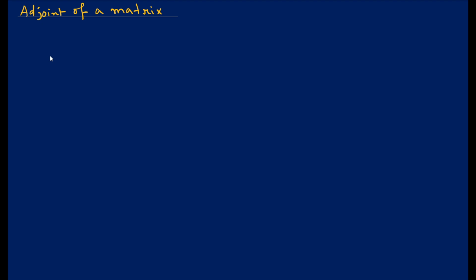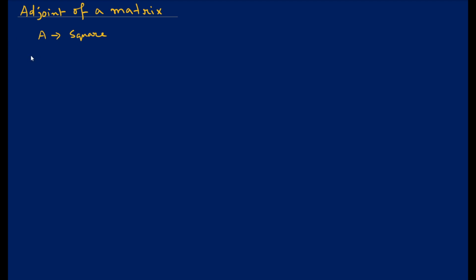Now what is the adjoint of a matrix? To find the adjoint of a matrix, first we have to take a matrix, and this matrix should be a square matrix. So what do you understand from here? If we take a non-square matrix, then we cannot find the adjoint of that matrix.